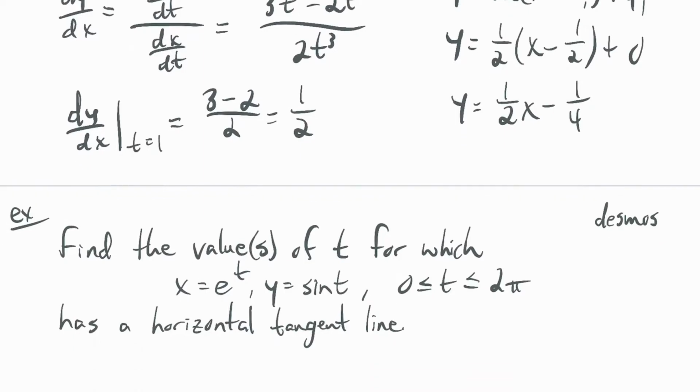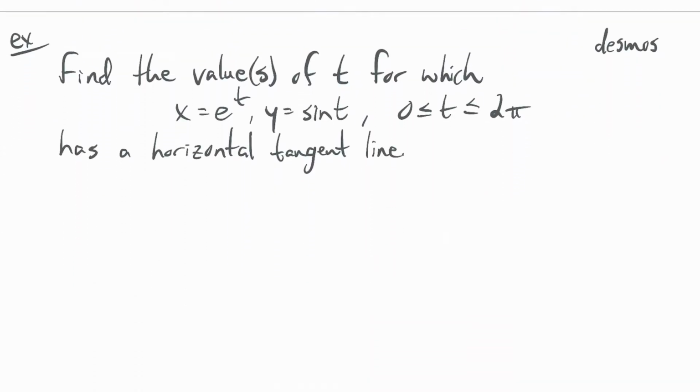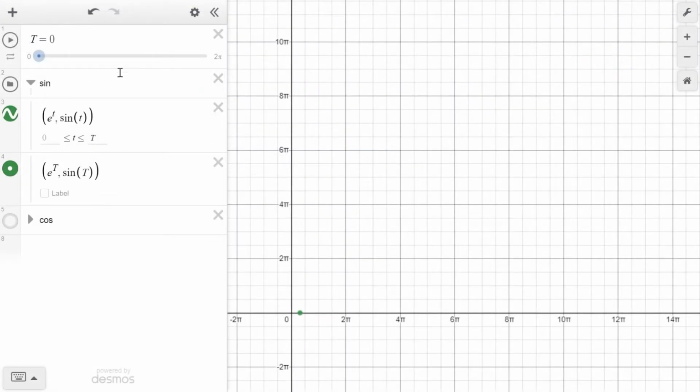All right, what's next? We're going to find the values of t for which x equals e to the t, y equals sine t, where t ranges from 0 to 2 pi, has a horizontal tangent line, and I have a Desmos graph for that. So let's switch to here. See, I have the parameterization here. There's actually another one here that we'll use in a different example.